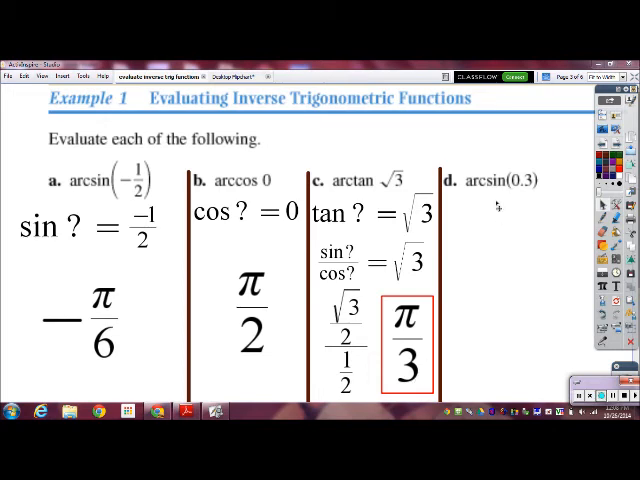The last one is the easiest. It's arc sine of 0.3. Anytime you see an inverse trig function and they're trying to get you to evaluate it at a decimal that's not easily converted to a fraction, or it's not a fraction we're familiar with, like 1/2, typically those are problems that you would put in your calculator. So just a quick reminder of how to do that.